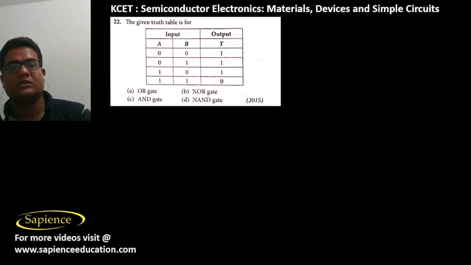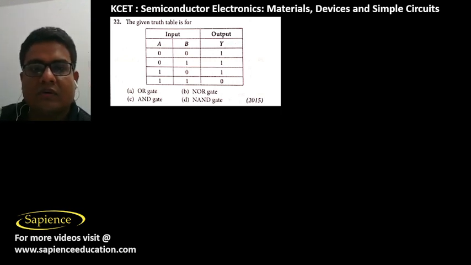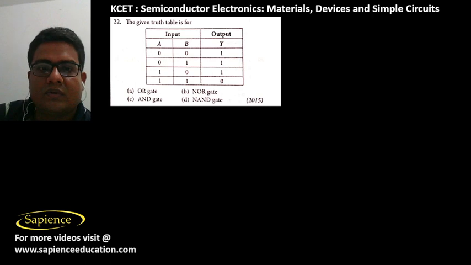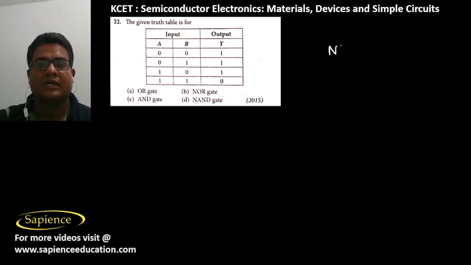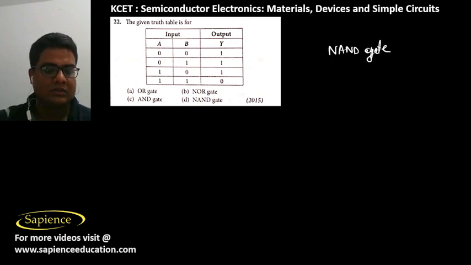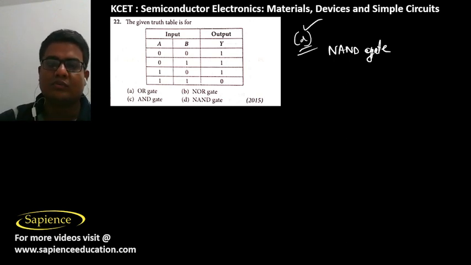Question number 22, it is told the given truth table is for which gate? For 0 0 it is 1. This will be the AND gate. We have 1 and 1 is 1, remaining are 0. So it is the NOT of that. So it is the NAND gate. So option D is the correct answer, since this output is the NOT of the AND gate, it is simply the opposite of the AND gate.